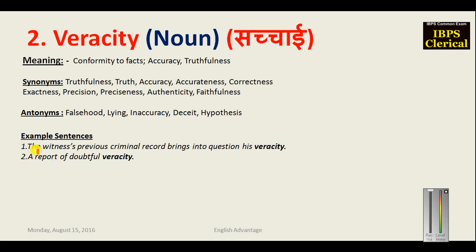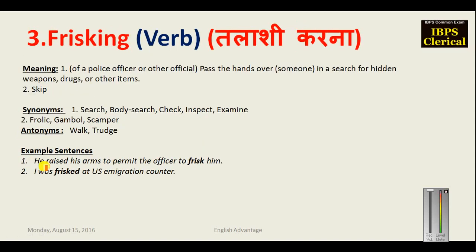Now let us look at the example sentences for this word. The witness's previous criminal record brings into question his veracity. His veracity may be doubtful. A report of doubtful veracity means this is not a report that is real or genuine. It may be a fake or ingenuine report. So veracity means truthfulness or accuracy, something that conforms to facts. Now let us look at the next high frequency word.